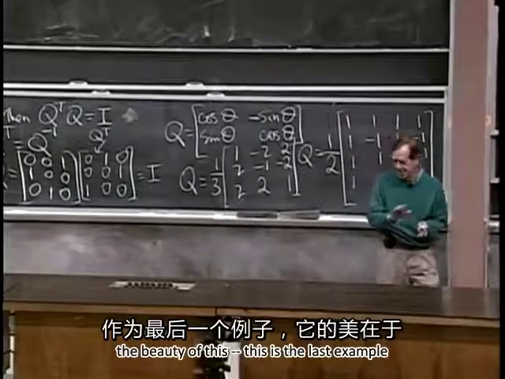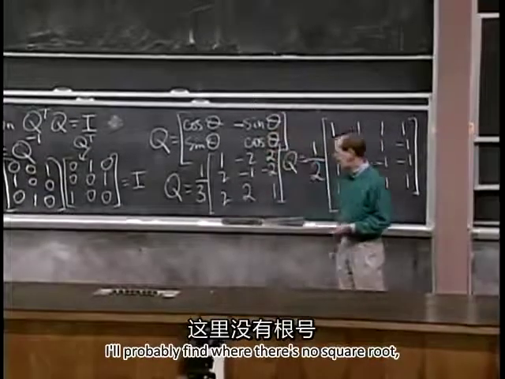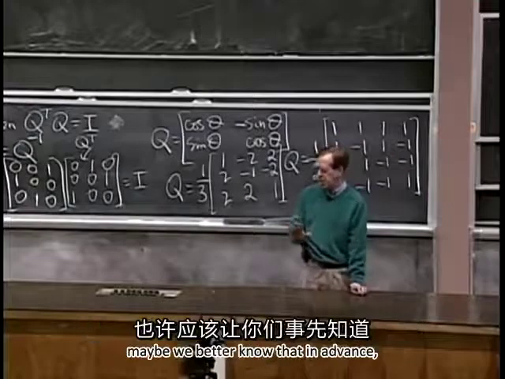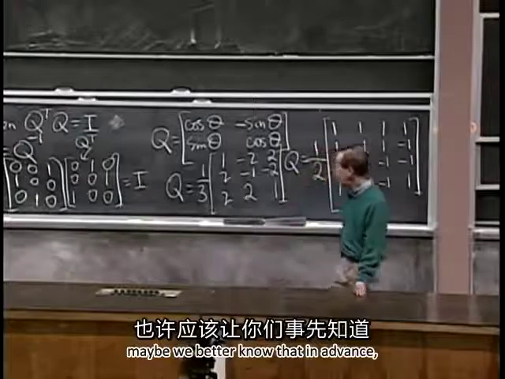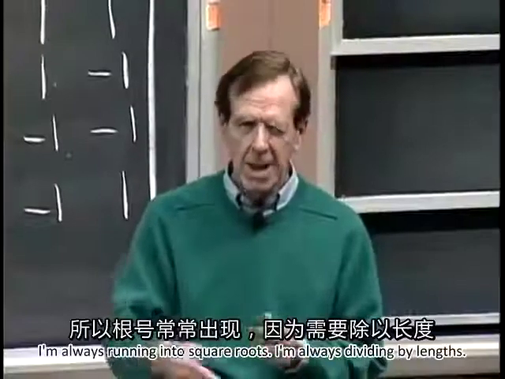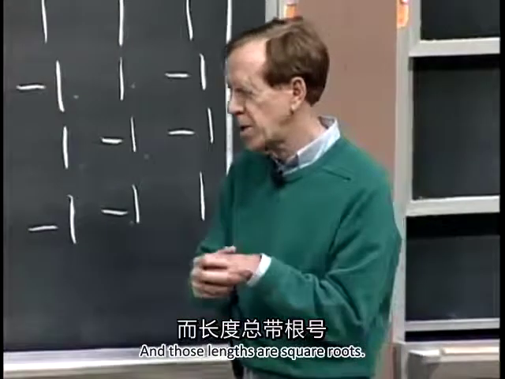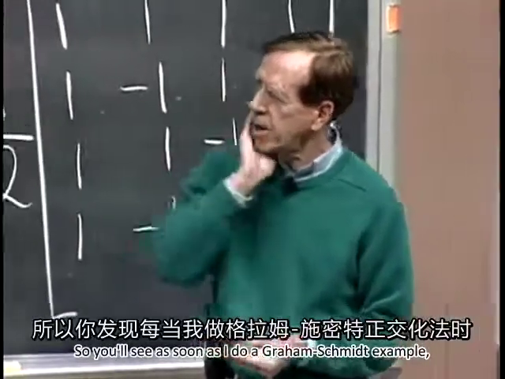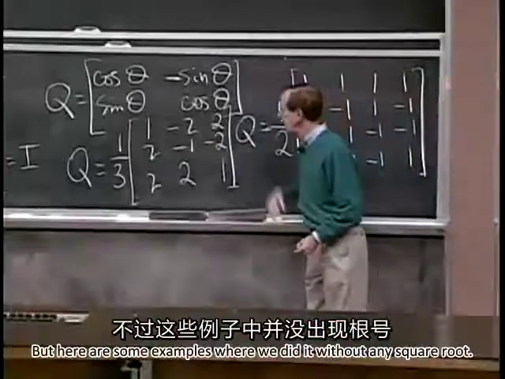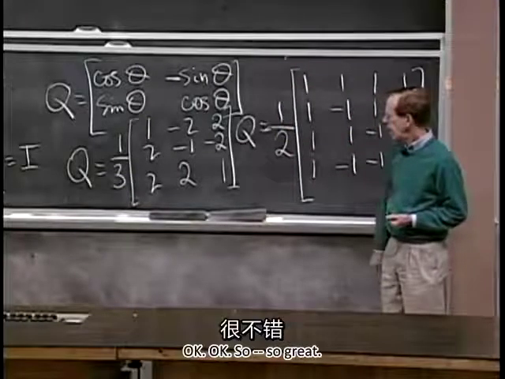The beauty of this is the last example I'll probably find where there's no square root. The punishing thing in Gram-Schmidt, maybe we better know that in advance, is that because I want these vectors to be unit vectors, I'm always running into square roots. I'm always dividing by lengths, and those lengths are square roots. So you'll see, as soon as I do a Gram-Schmidt example, square roots are going to show up. But here are some examples where we did it without any square roots.